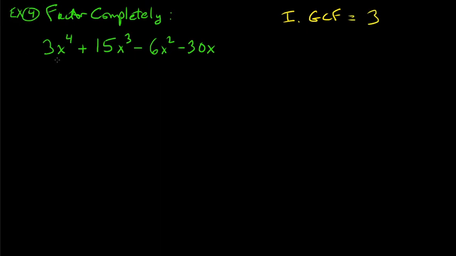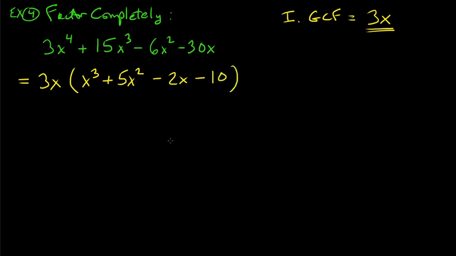And hang on, right? They all have an x in common. X to the 1 is the smallest exponent, but we can factor out the x as well. So the original problem, the GCF is 3x. So if we factor out the 3x first, what do we get? We get x cubed plus 5x squared minus 2x, and then minus 10.